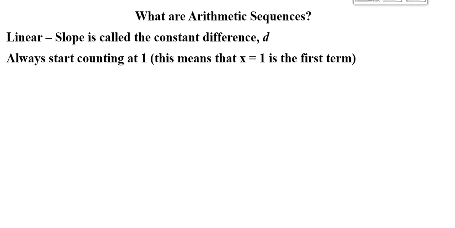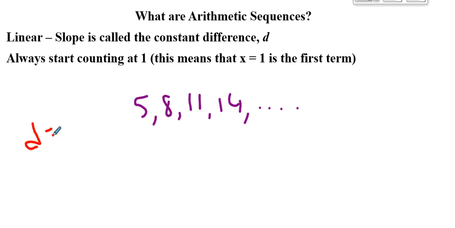For instance, if you were looking at a sequence 5, 8, 11, 14, you should notice that each time it is increasing by 3. So we'd say the constant difference, usually referred to as d, would be equal to 3.